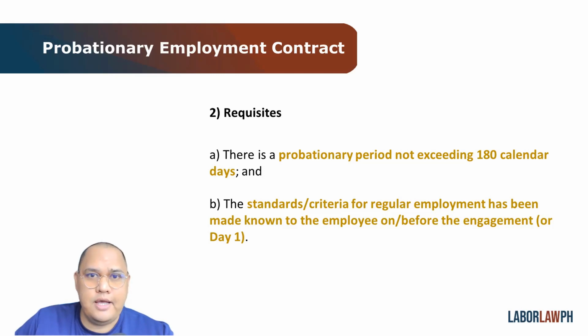meaning the employer can have 150 calendar days or 5 months. That is a sure ball that you will not be violating the 180 calendar day limitation, because that is the cap. If you use 5 months, that's equivalent to 150 calendar days. That's sure ball that you won't miscalculate the limitation. And remember that it is a management prerogative whether to reduce.